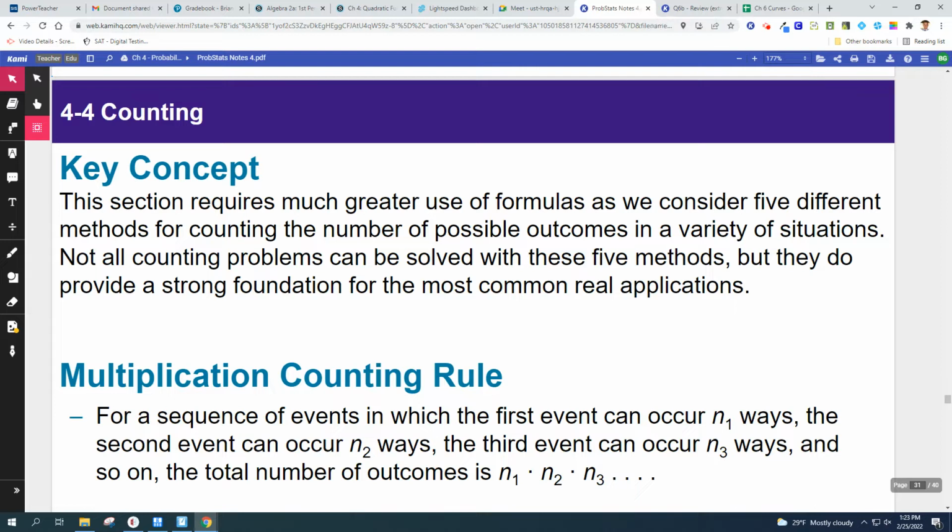For counting. This section requires much greater use of formulas as we consider 5 different methods for counting the number of possible outcomes in a variety of situations. Not all counting problems can be solved with these 5 methods, but they do provide a strong foundation.